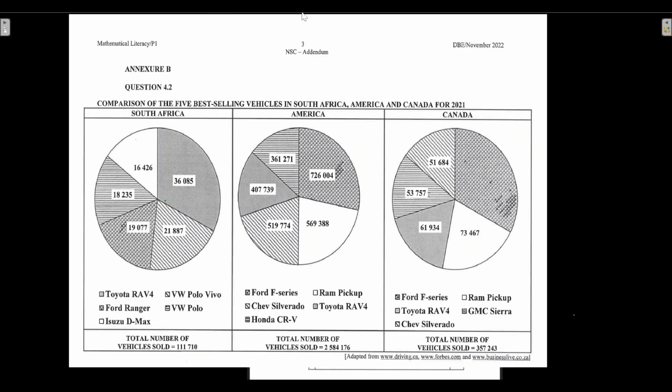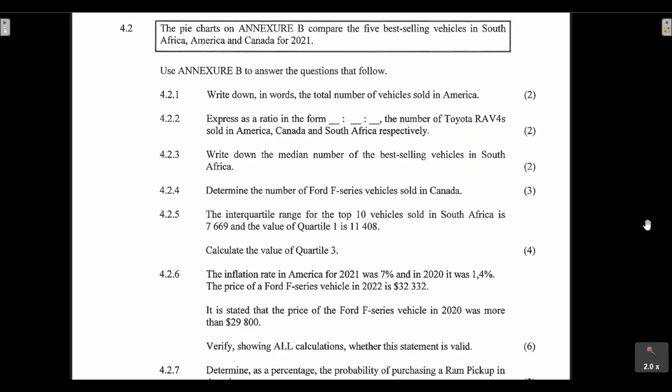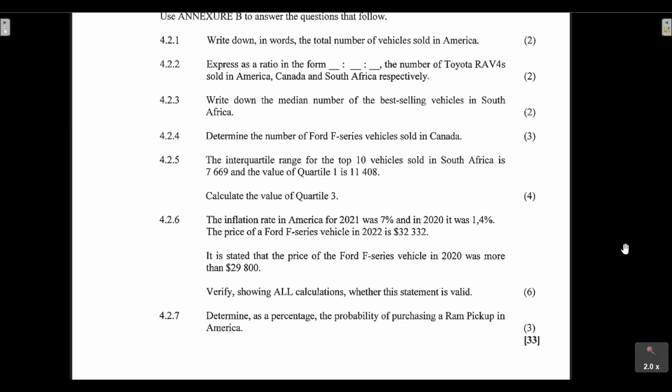Question 4.2, guys, like I mentioned, deals with data handling. We are going to be calculating the mean. We are going to be determining the interquartile range, right? We are going to be calculating a probability as a percentage. So do you see what I meant about probability? They love throwing it in there. It's just an extra 3 marks that you guys can score.